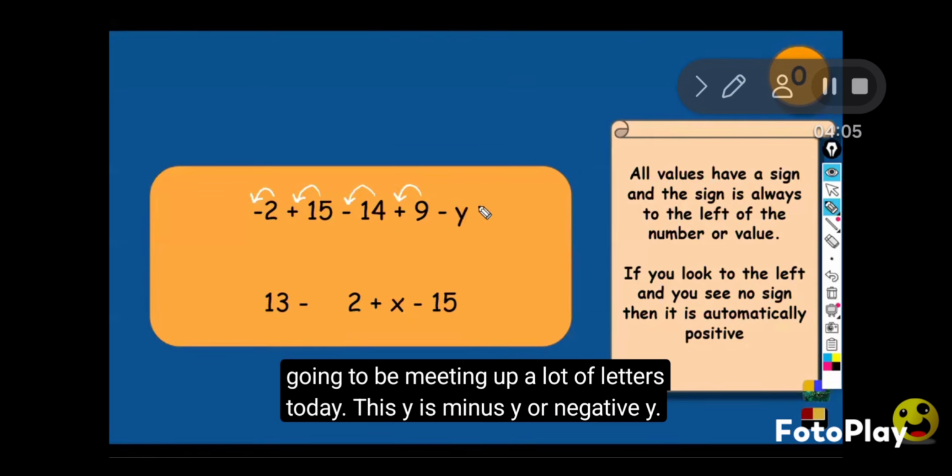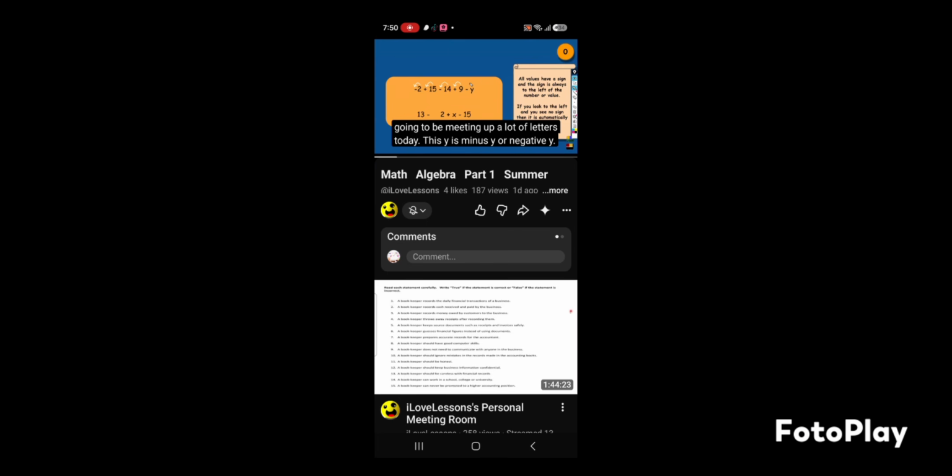And yes, you're going to be meeting a lot of letters today. This y is -y. Now, one thing I want to tell you in maths: whenever you see a letter standing by itself, like today, you're going to see things like 3y or 6y. If you see the letter y and it doesn't have a number in front, it's automatically 1. You have to know that. No examiner is going to put in the 1. So whenever you see -y, this is really -1y. I want you to physically put in the 1, even though the examiner doesn't put it in.